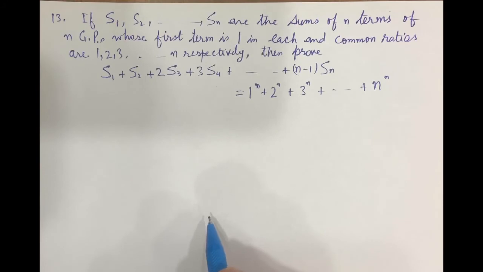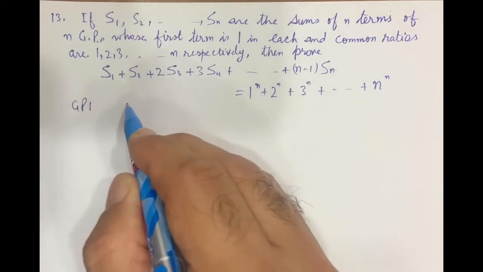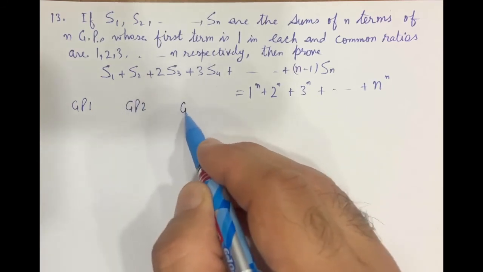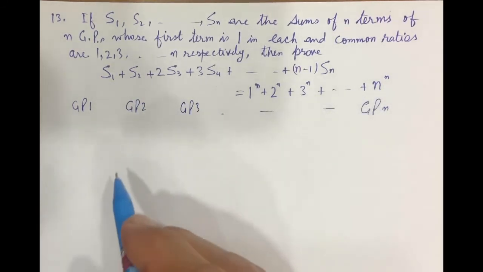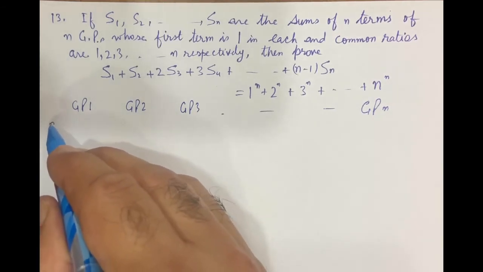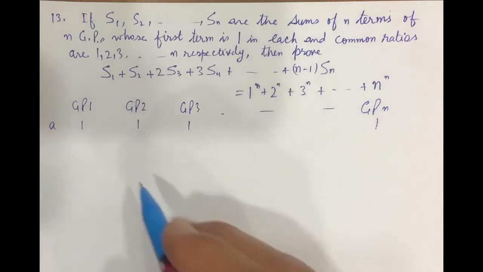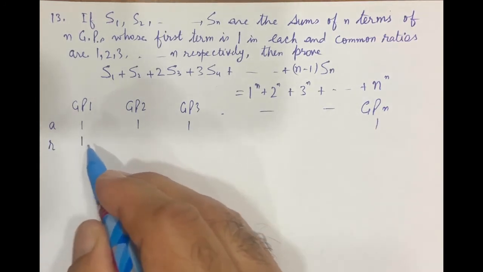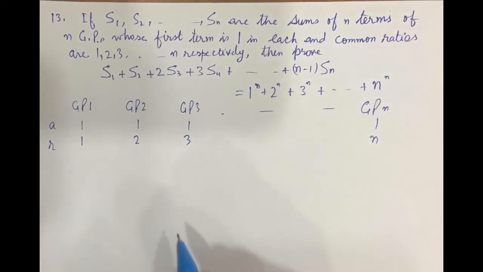Question: we are given n GPs. This is GP1, this is second GP, third GP, and so on. This is nth GP. First term is 1, so first term is 1 in each of the GPs. Common ratio is 1 here, 2 here, 3 here, and n here.